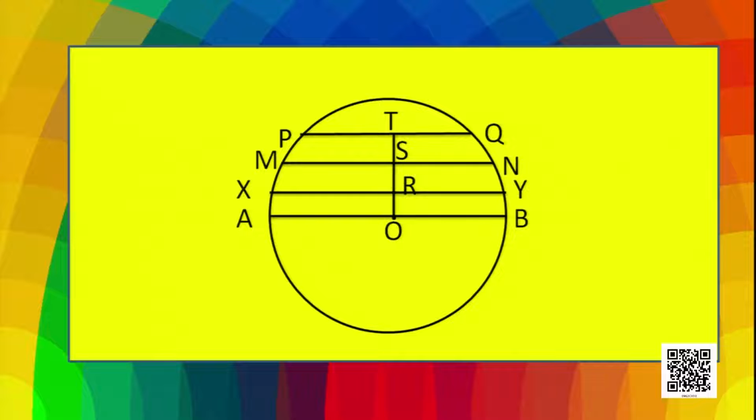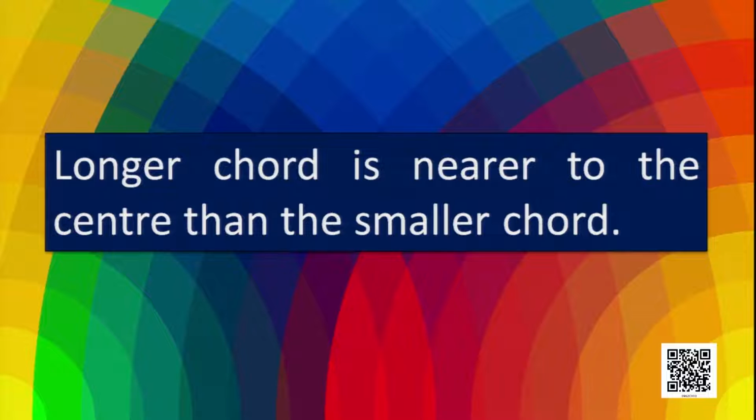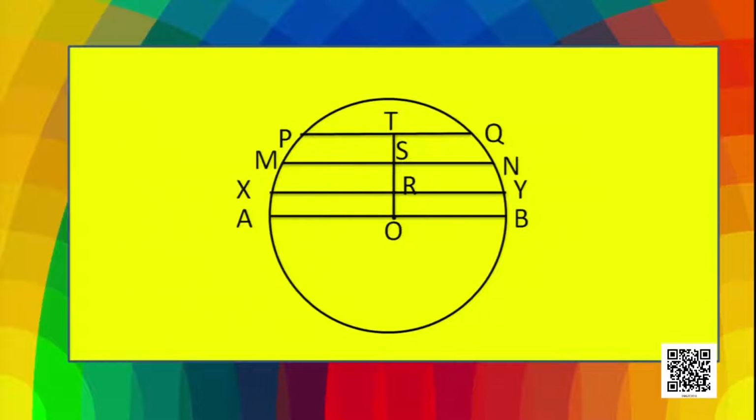As we observe here, as the distance of the chords from the center increases, their lengths grow smaller and smaller. That means we can say that a longer chord is nearer to the center than a smaller chord. As you observe in the figure, the same can be proved. How to prove? Let's see.